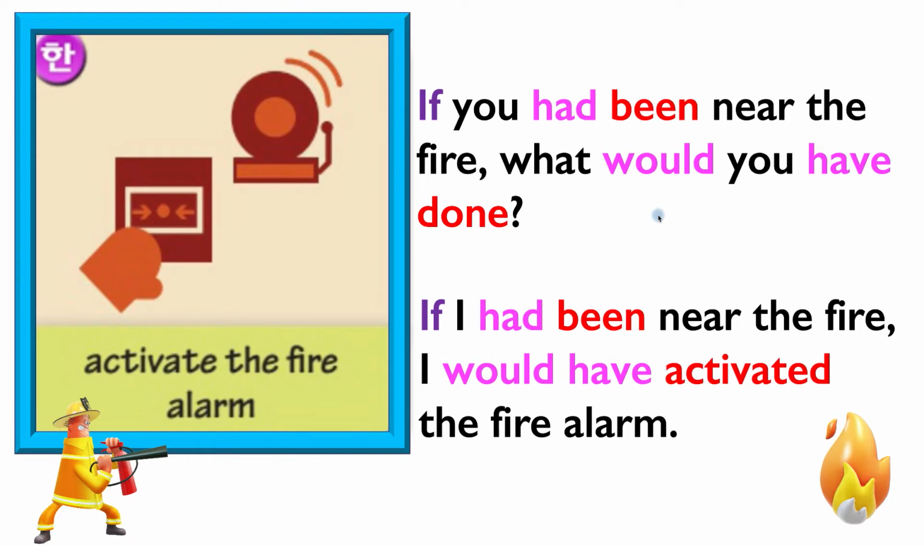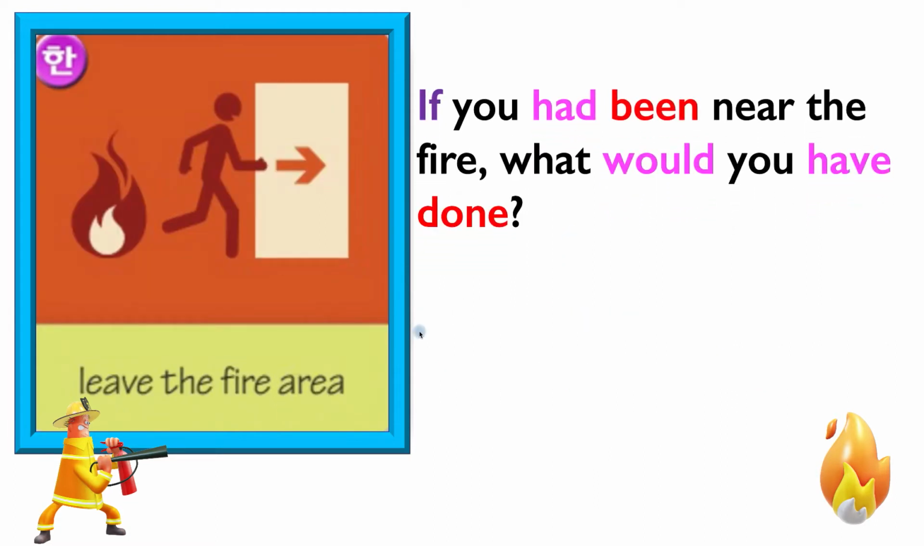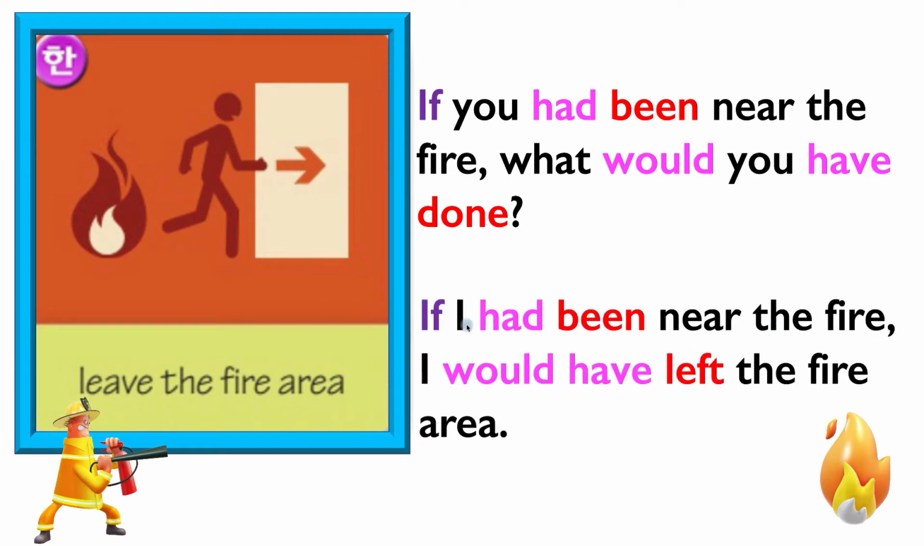If I had been near the fire, I would have activated, pressed the button, the fire alarm. So you activate the alarm by pressing the button, as Younghee correctly pointed out. Yeah, you made the fire alarm work. Yes, beautiful. So again, for the second picture, if you had been near the fire, what would you have done? So the question remains the same here for every picture. Oh, we've got our fire here, we've got our fire there. Right. So if I had been near the fire, so again the if conditional remains the same because it's the same in the question. It's just what you would have done that changes.